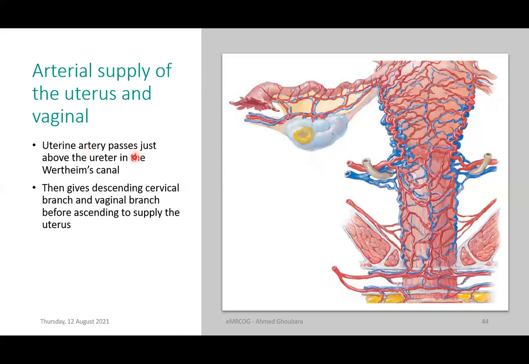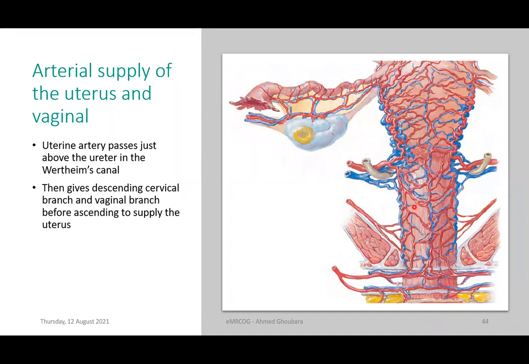So the uterine artery is a branch of the anterior division of the internal iliac artery. It runs just above the ureter in the broad ligament. I'll show you in a second. So this is the uterine artery right there, and this is the ureter. Left one, right one, okay? So this is the right artery. It gives an ascending branch to the uterus and the tubes. It also gives a cervical branch, and descending branches to supply the vagina.